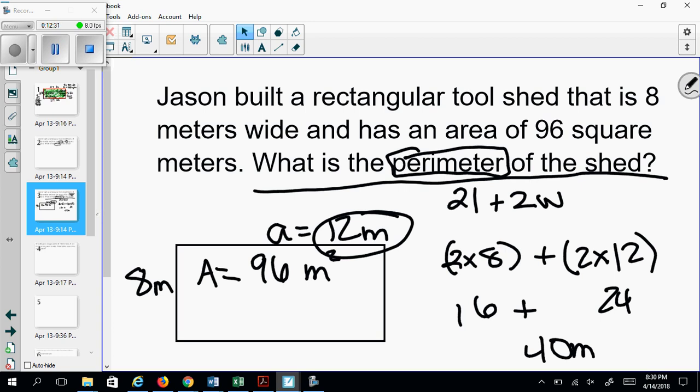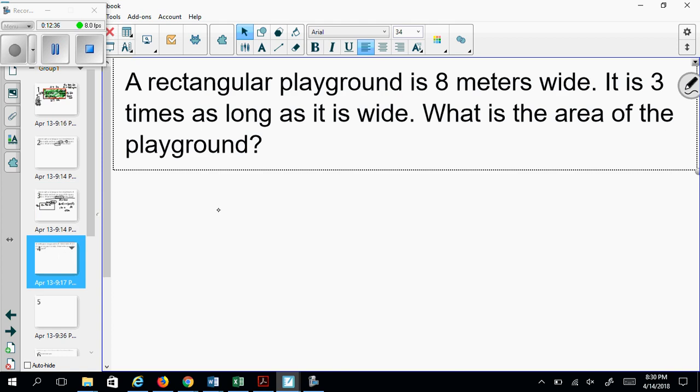Okay, so now we're going to take a look at another problem. A rectangular playground is 8 meters wide. It is 3 times as long as it is wide. What is the area of the playground? Now this question here is a 2-part question. The first thing that we have to do is find out how long the playground is. It doesn't tell us exactly, but we have to find that out.